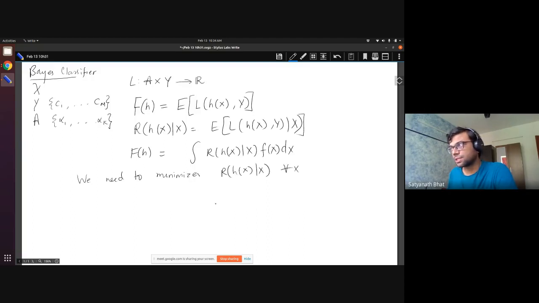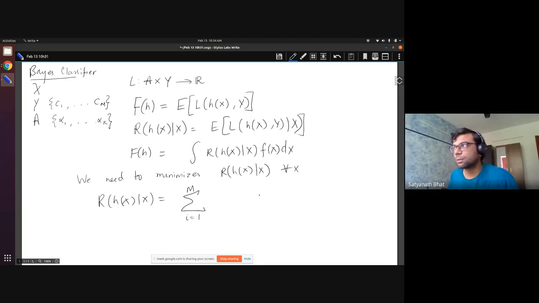Then we also saw the form of r of h of x given x. This is nothing but this value, where we are taking the expectation. The only thing that is random here is y, so we look at what possible values y could take. Y could take one of the m values.